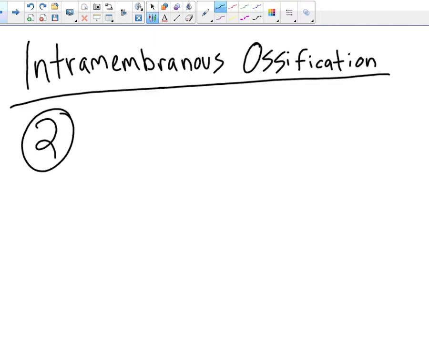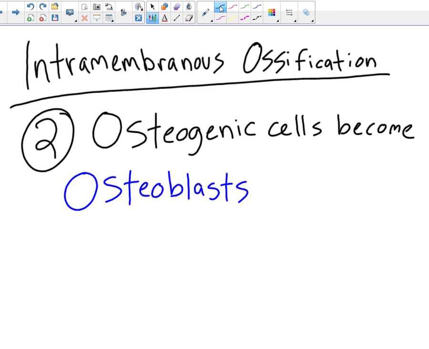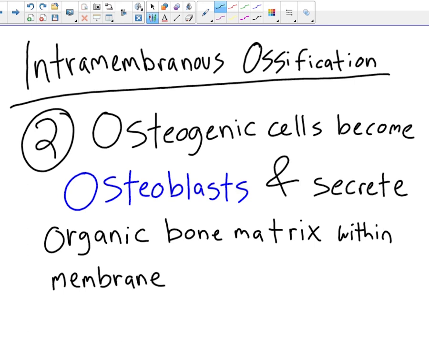Step 2. Osteogenic cells become osteoblasts. The osteoblasts then secrete bone matrix within the membrane. Remember, the name intramembranous means within membrane.